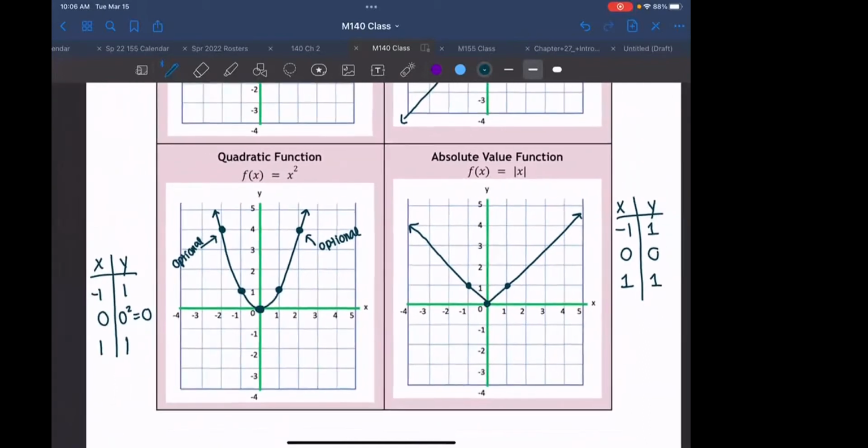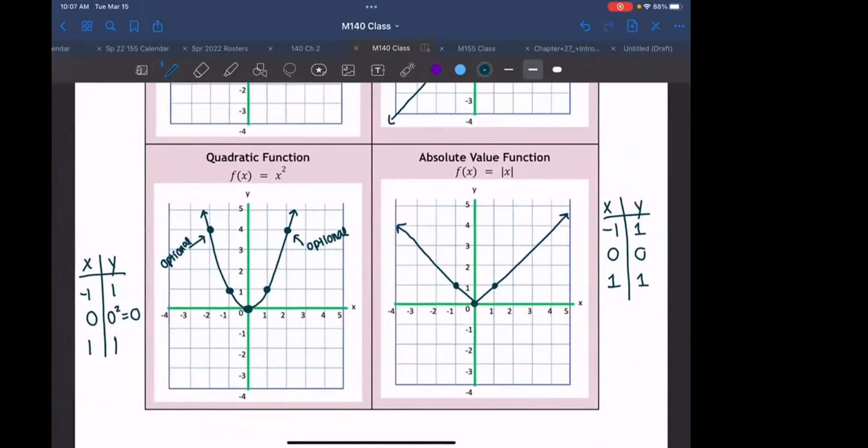Oh, for the quadratic, yeah. So the points are going to be the same for the quadratic and absolute value. They're just going to look a little bit different. Okay, let's flip the page.